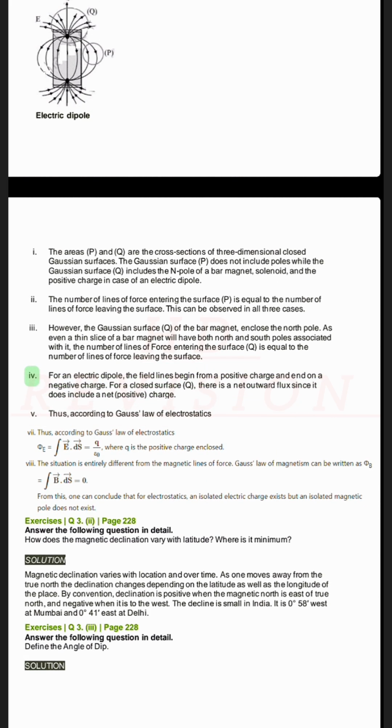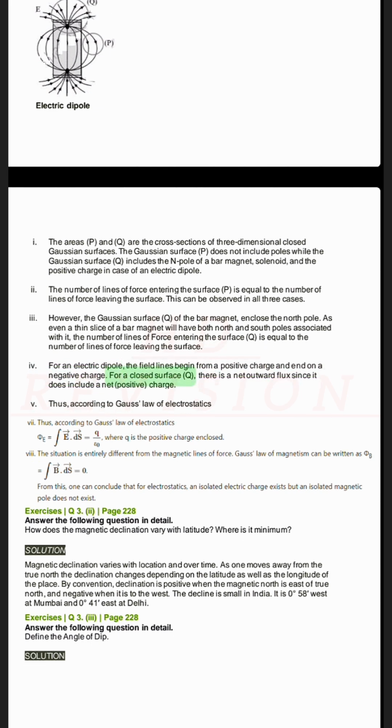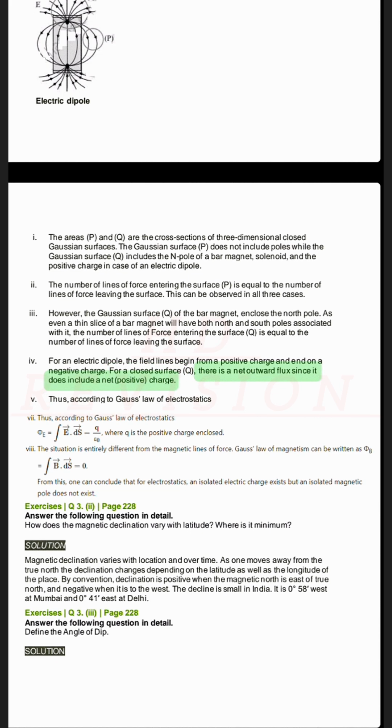For an electric dipole, the field lines begin from a positive charge and end on a negative charge. For a closed surface Q, there is a net outward flux since it does include a net positive charge.